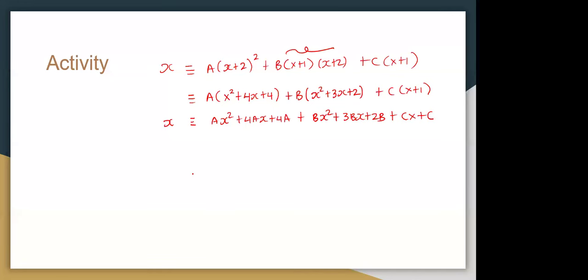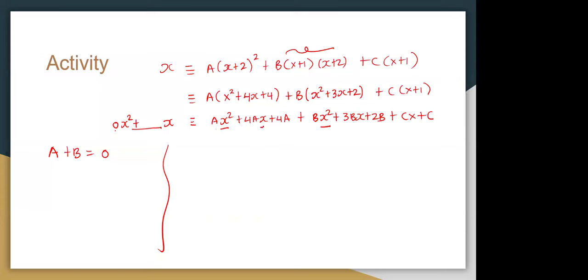Then you start equating. I have this x squared, I have this x squared. So what will I have? Here the coefficient is going to be, now equating coefficients, a plus b. But when you look at this side, you don't have any x squared, so you equate to 0. It means that you have 0x squared, the coefficient is 0.